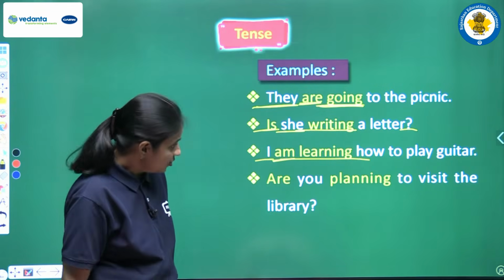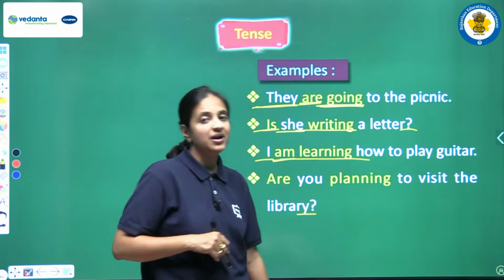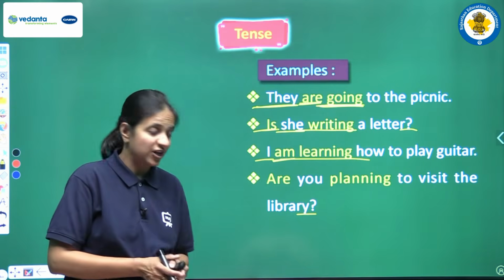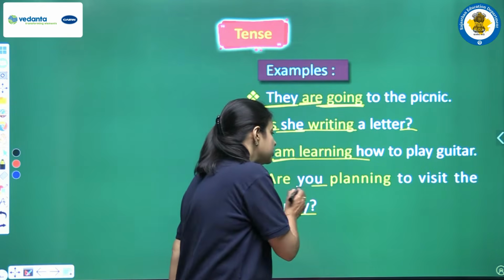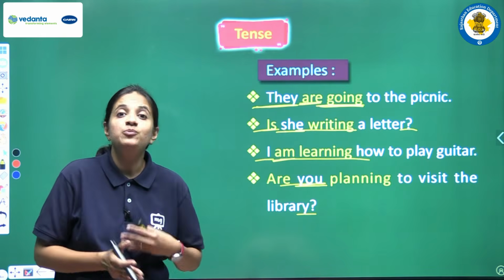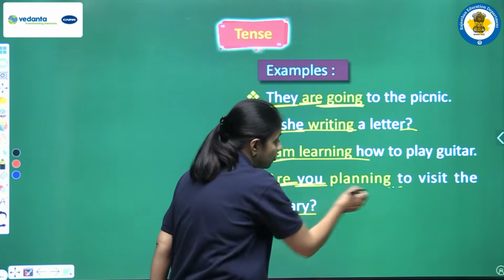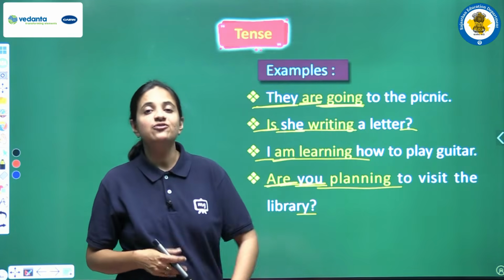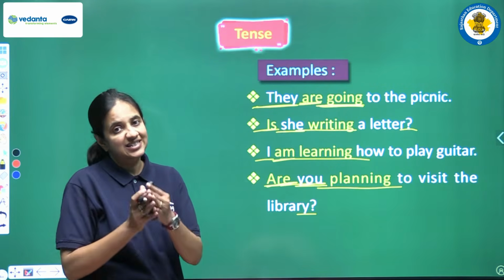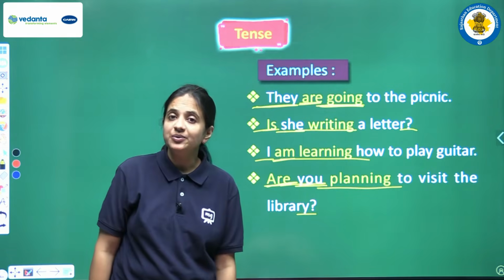Next is: Are you planning to visit the library? So again we are having one question mark at the end of the sentence. So yes, we can say that this is an example of an interrogative sentence, and now we are having you as our subject, and you is also a plural subject. So this is the reason we are using are and first form plus ing. So our word will be planning. Plan plus ing, it will be planning, and the sentence will be: Are you planning to visit the library?